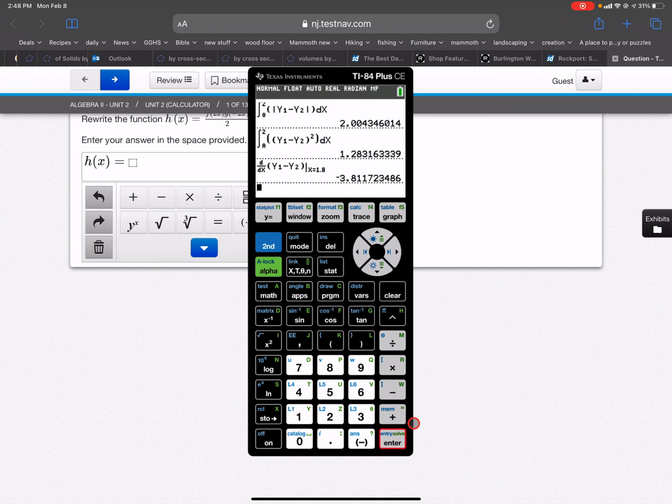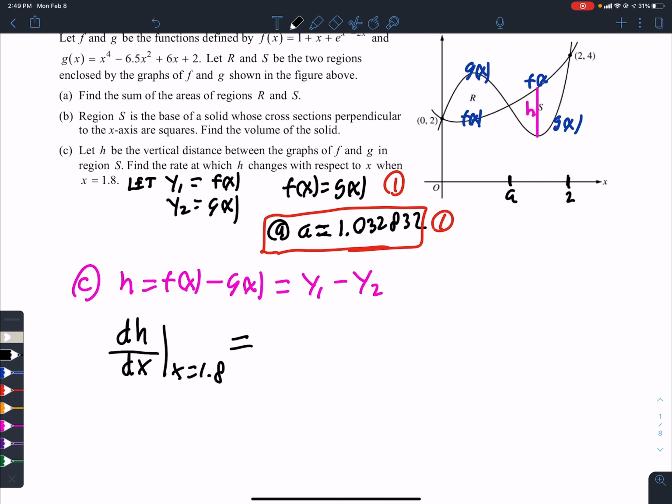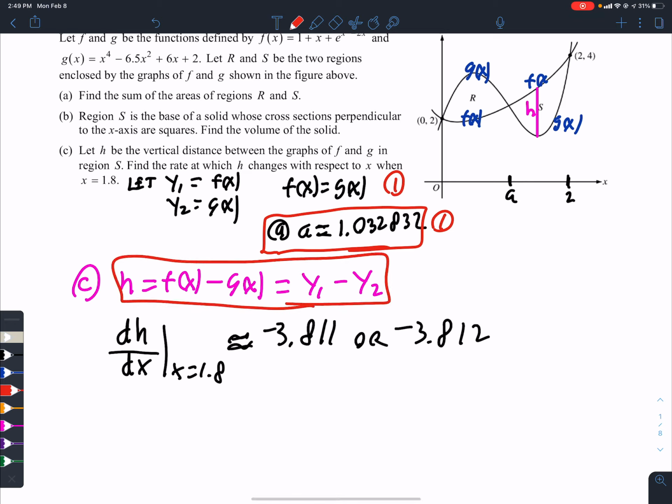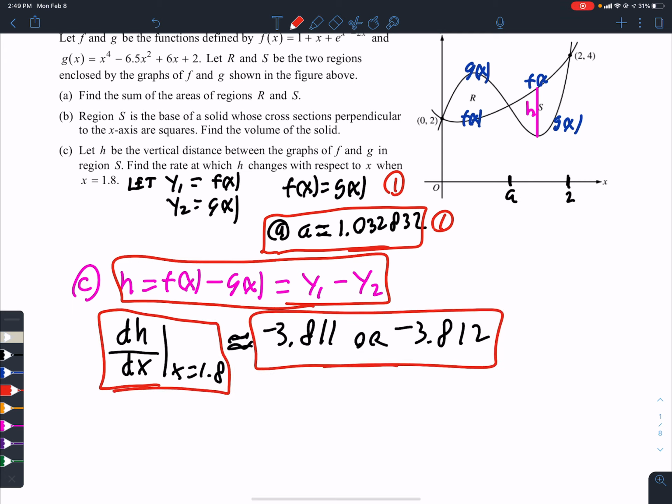And we get our answer, negative 3.811. Squiggly for approximating because we're rounding off. And the points breakdown on this, probably 1 for figuring out h, 1 for taking the derivative of h at 1.8, and 1 point for the answer. And that would be the end of this question.